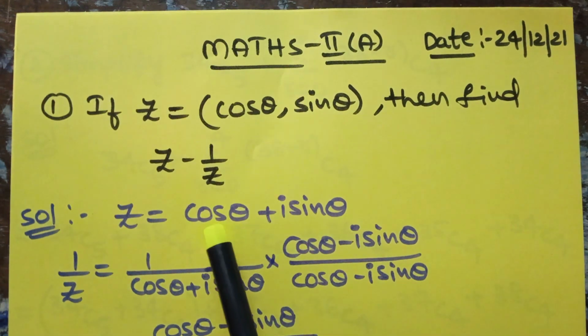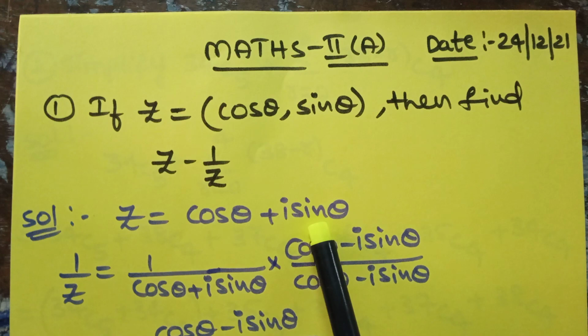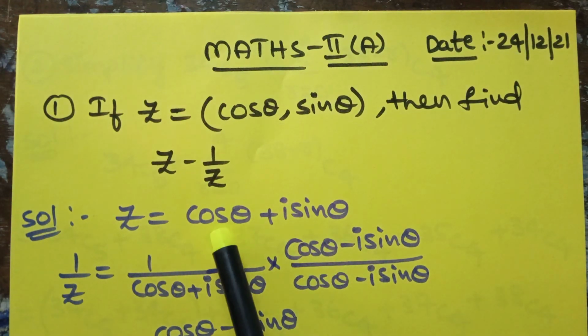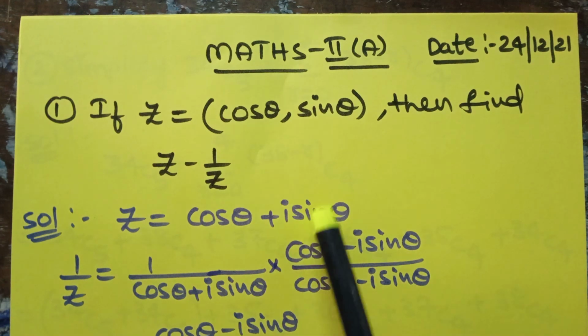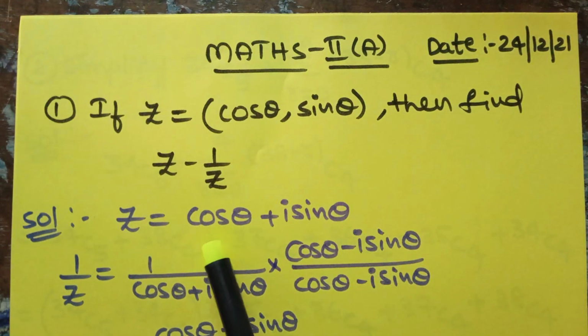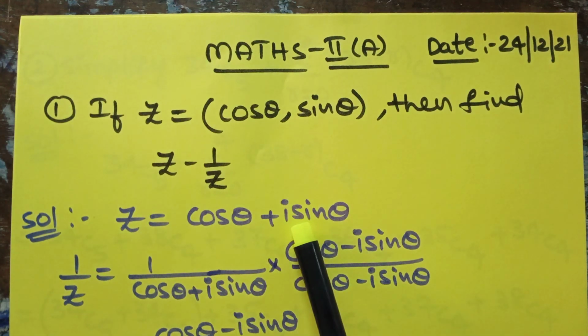This is in the form of a plus i into b. This is the complex number form. What is a? We can write cos theta. b we can write sin theta. So this cos theta comma sin theta we can write as cos theta plus i sin theta also.